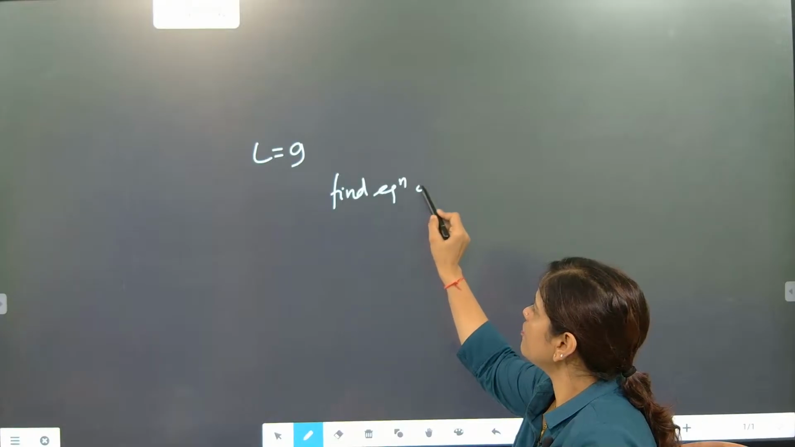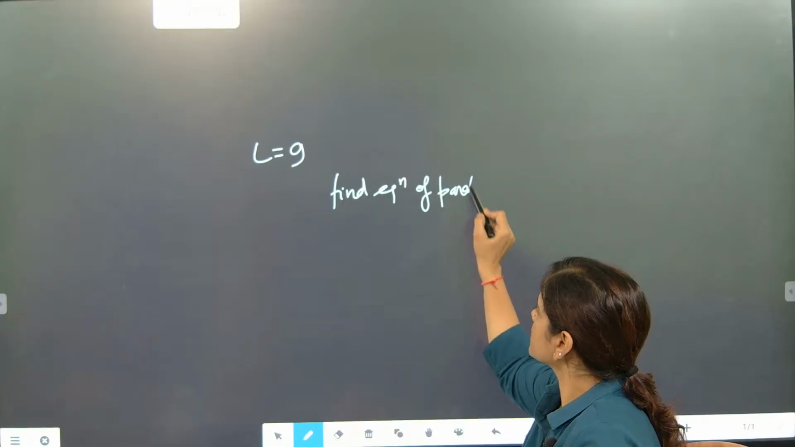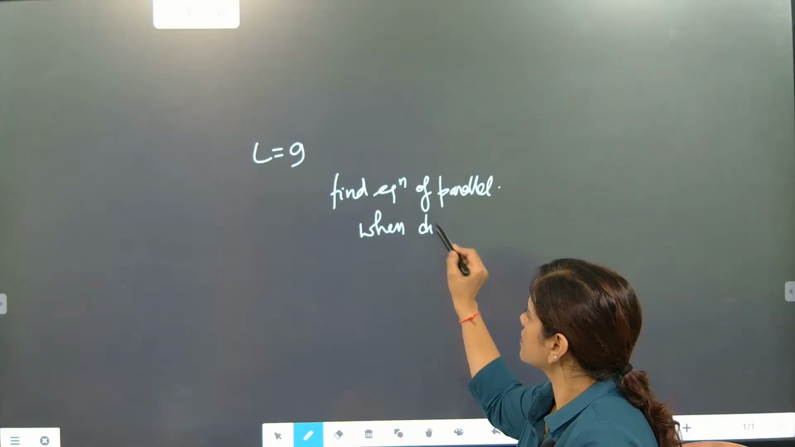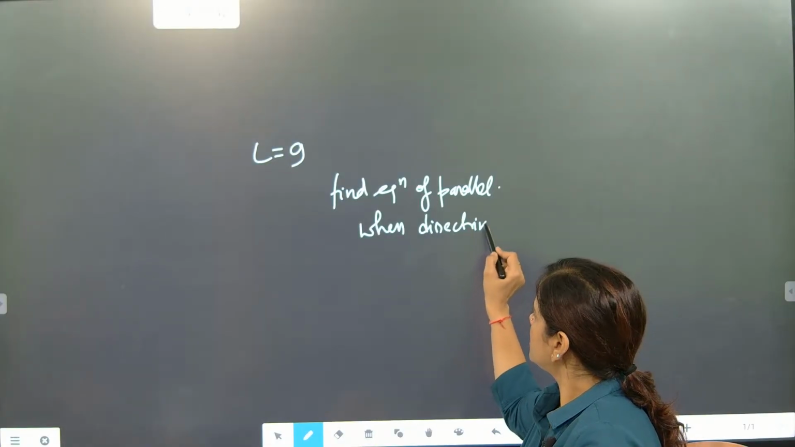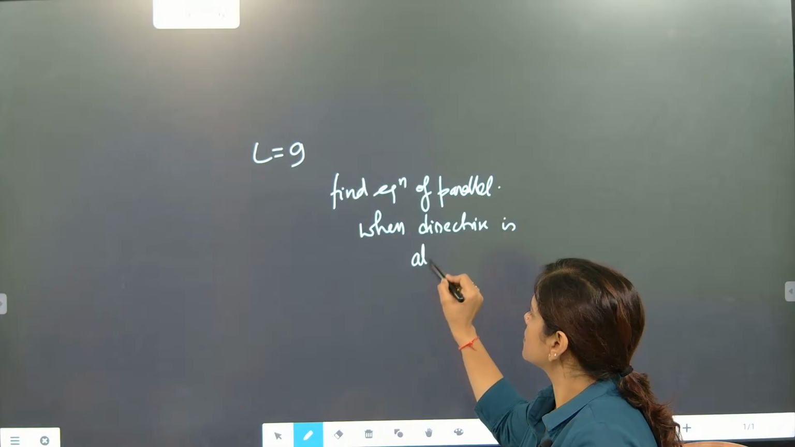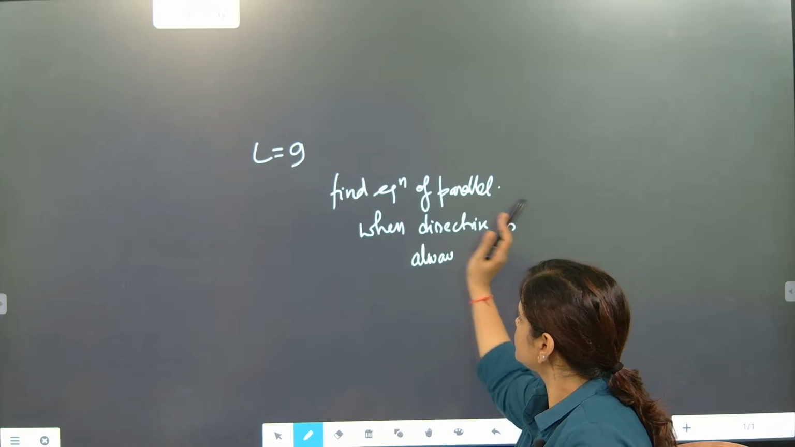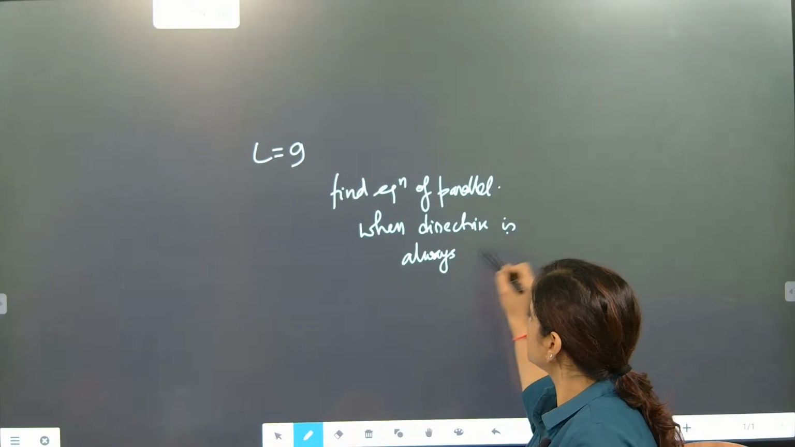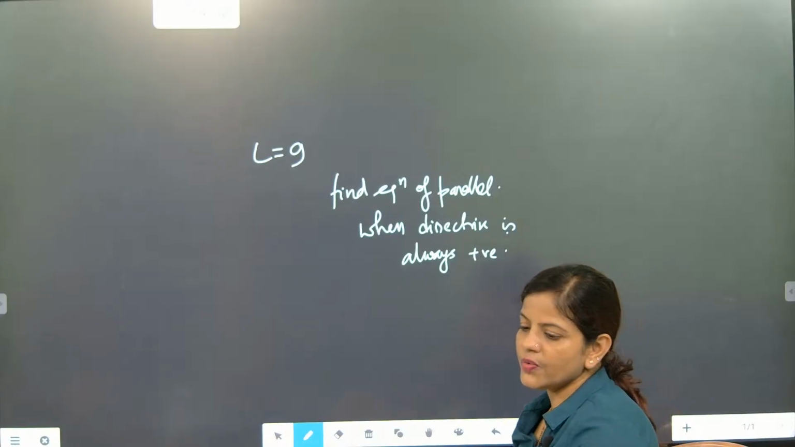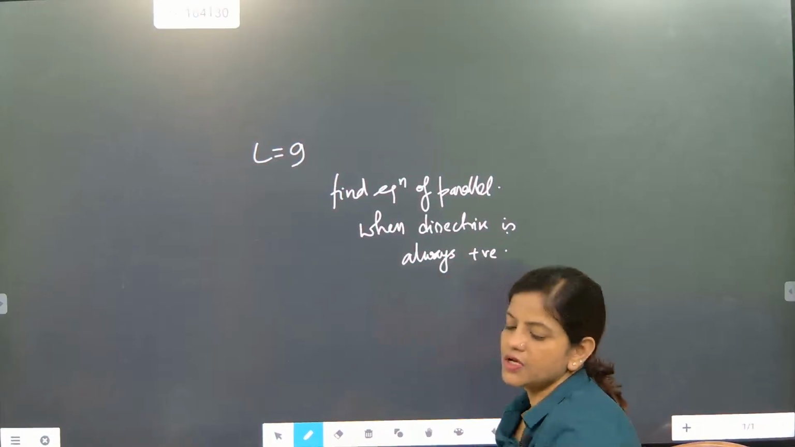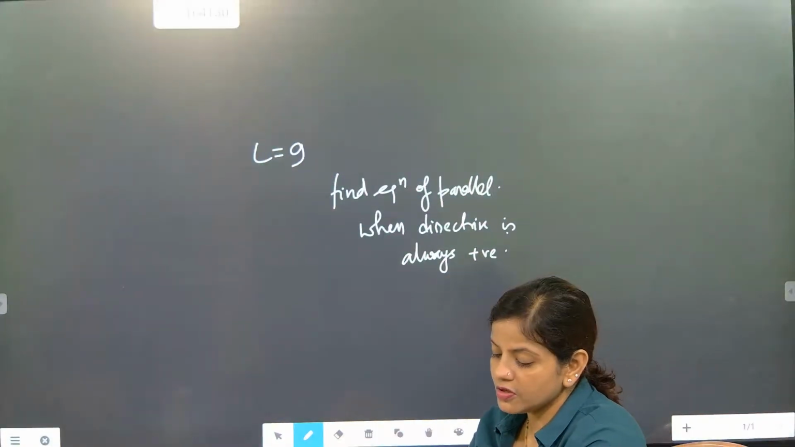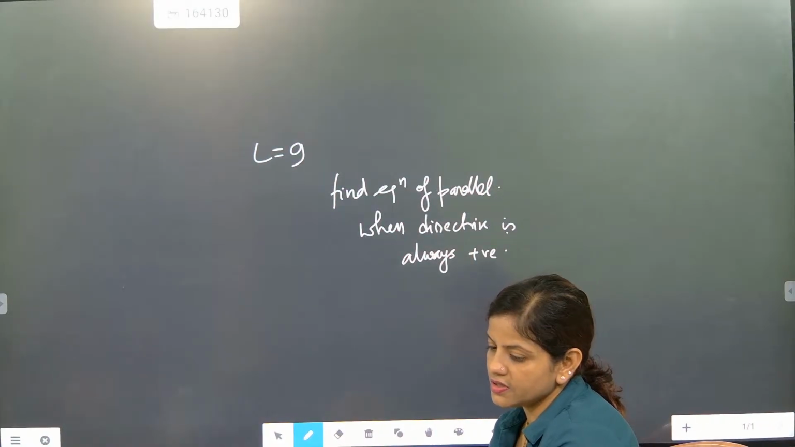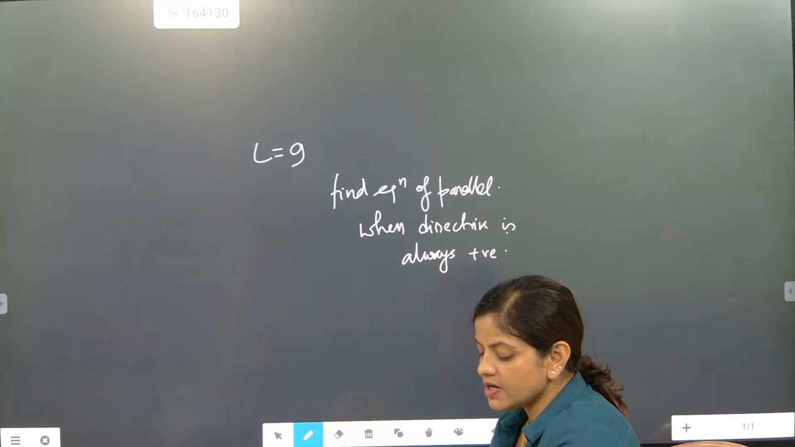Find the equation of the parabola when the directrix is always positive. So how are we going to solve this question? Come on, solve this question, please. The directrix equation is always positive. Then what can be the equation? Can you tell me?